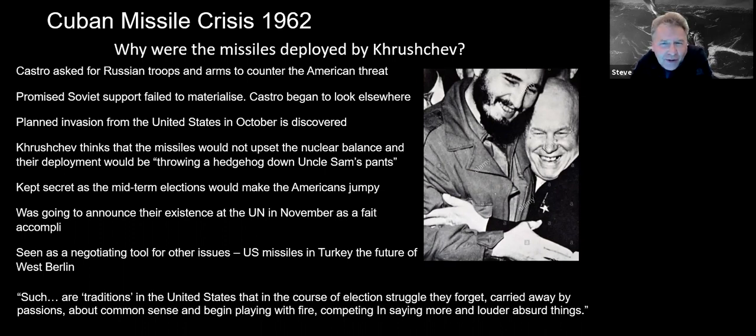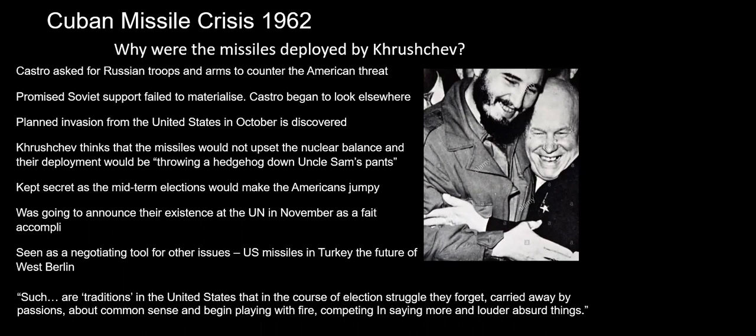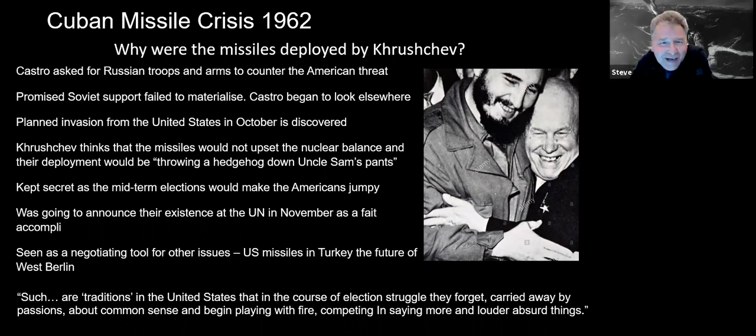He also thought it was like throwing a hedgehog down Uncle Sam's pants, because Khrushchev had quite weird turns of phrase, but he liked to say things like that. So he kept it secret, and the reason is he thought the midterm elections would make the Americans jumpy. There's a quote from him about traditions in the United States, that they do weird things when there's elections on. He was going to announce their existence in November.